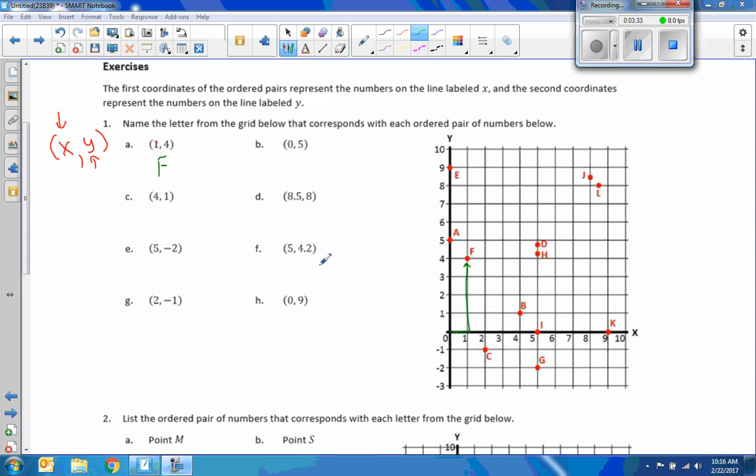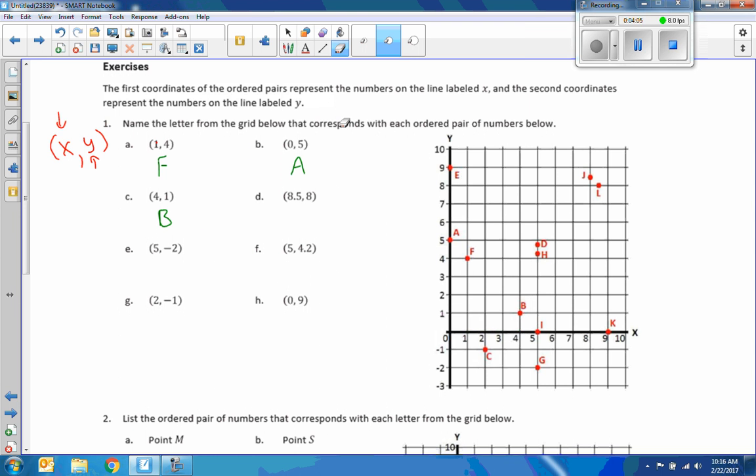Okay, now that you've had time to give this a shot, let's take a look. 0, 5 means we start at the origin. We're going to move left, right, 0, so we're going to stay here. The first number being 0 tells us not to move. And then the second number says to go up 5 to here, which is A. 4, 1 tells us to start at the origin, go to the right 4, and up 1, and that is B.